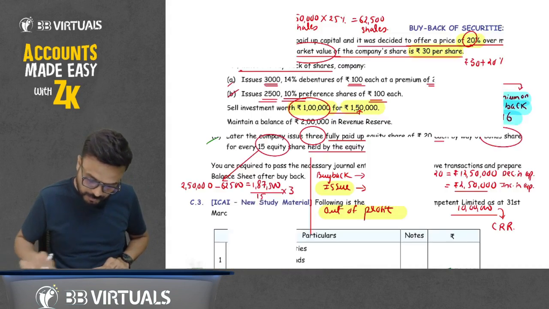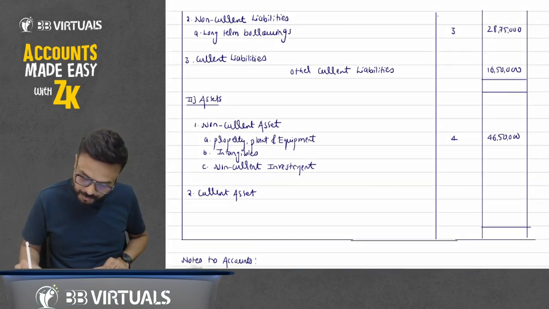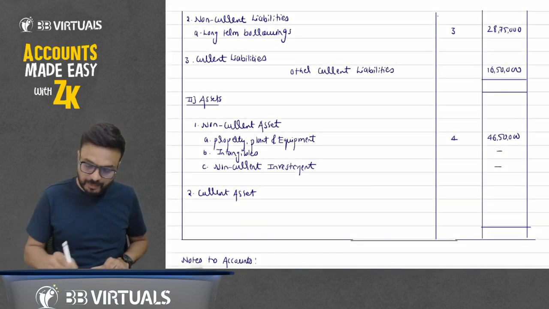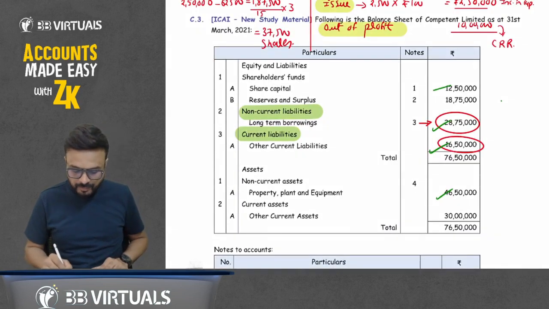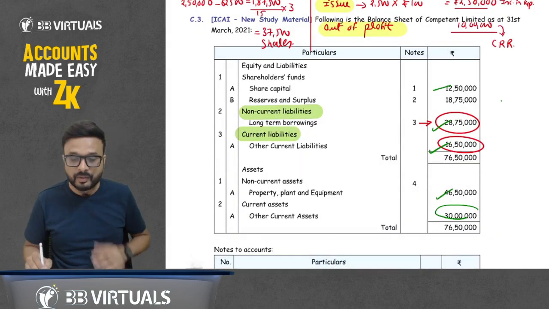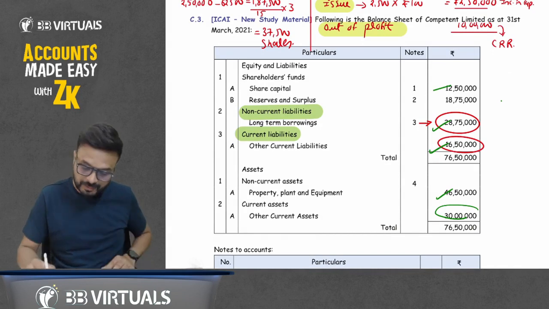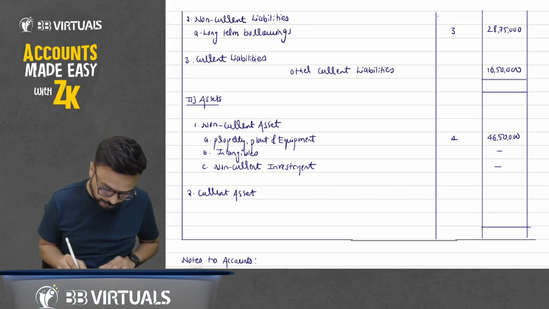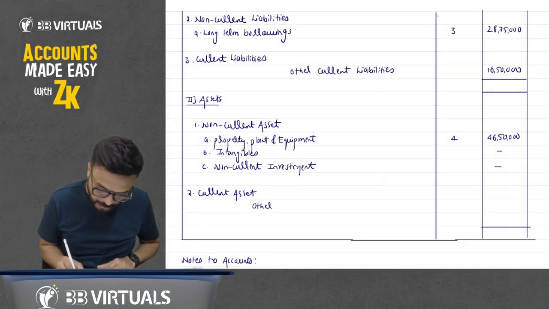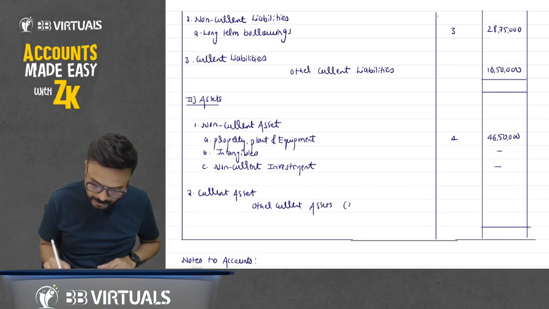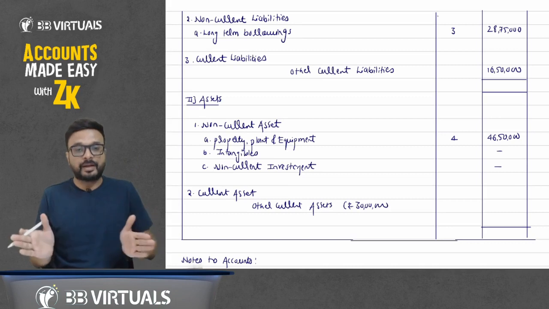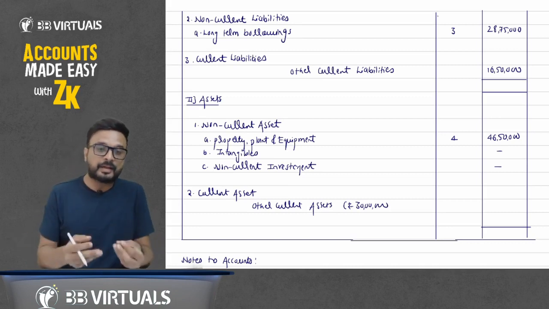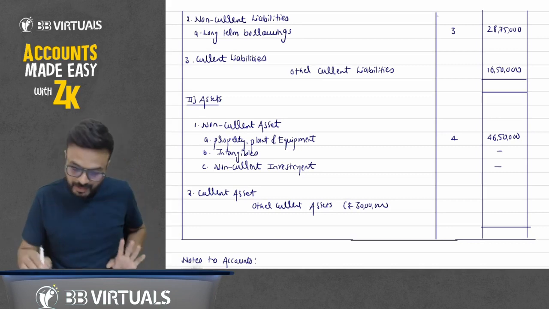There is no intangible asset, no non-current investment. How much is the current asset? They have given a single figure here, 30 lakhs. So write down here in the inner column, other current assets, 30 lakhs. They have not bifurcated bank, inventory, debtors. They have just given one figure, 30 lakhs.